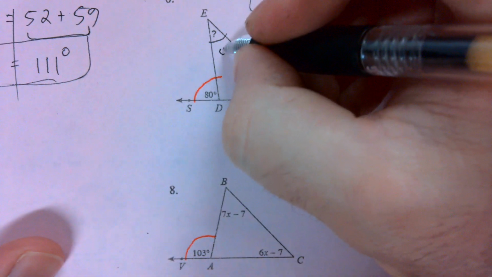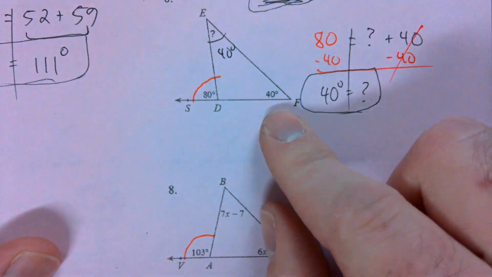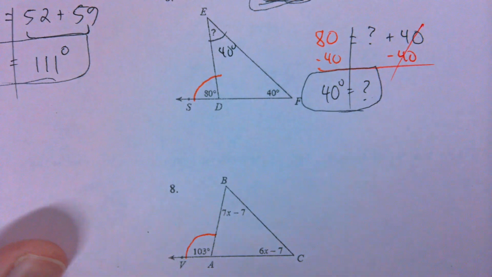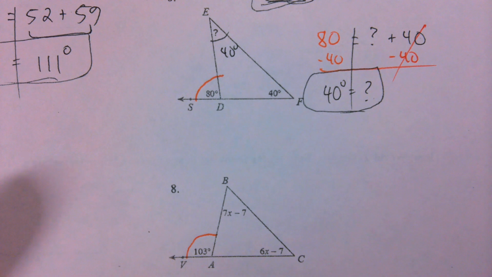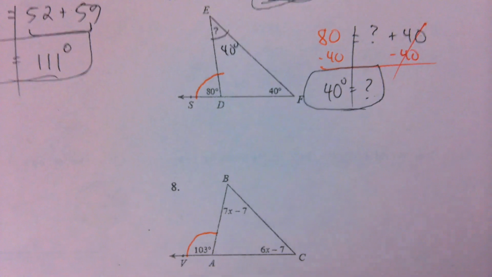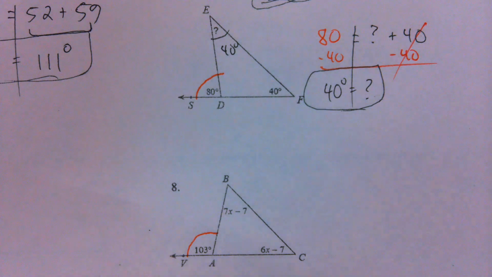And that makes sense. We know that 40 plus 40 equals 80, and that's exactly what we want. So it's very important for us to understand which angle is the exterior angle, because that tells us how we're going to plug things in and what we're going to do to solve.